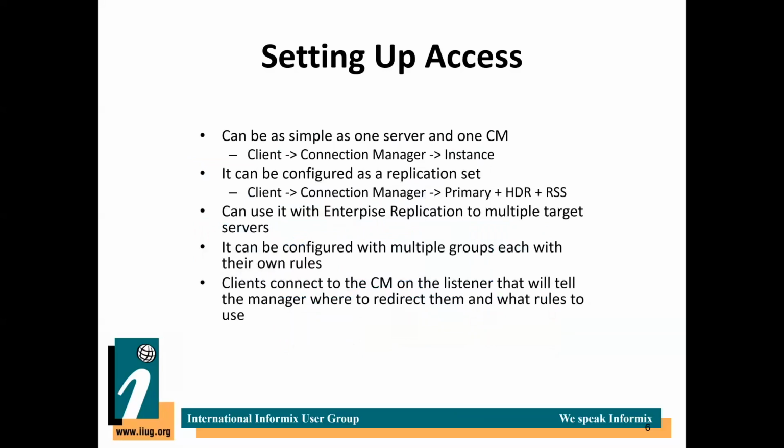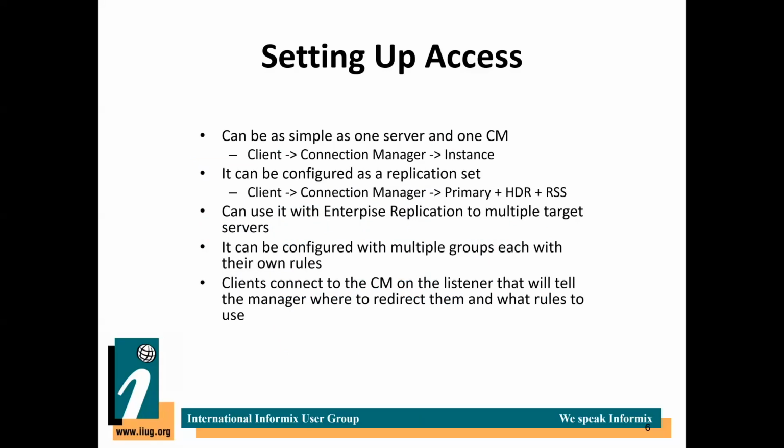The simple way is we've got a client, we've got a connection manager, and a single instance. Really simple, not a lot that needs to get configured. It's just a straight pass through. Where it gets more complicated is if we're dealing with replication, where we give it rules to tell it, okay, we've got our primary, our secondary, and our RSS server. Under what conditions does it go to which server? So there are some options we have with how we configure it.